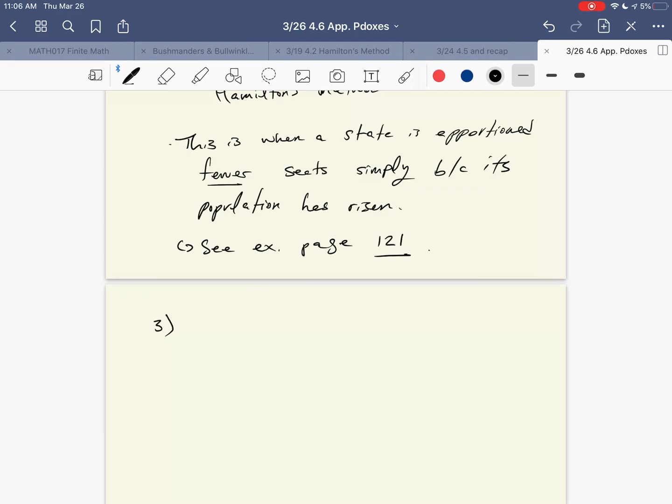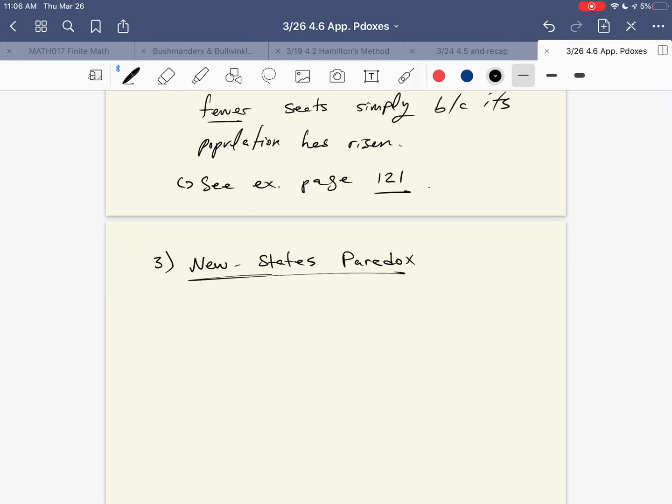Okay, and the final paradox I'm going to talk about is the new states paradox. This isn't one that actually happened to us. So that's interesting. We like ones that actually happened to us. Historical note is that in 1907, Oklahoma joined the Union.